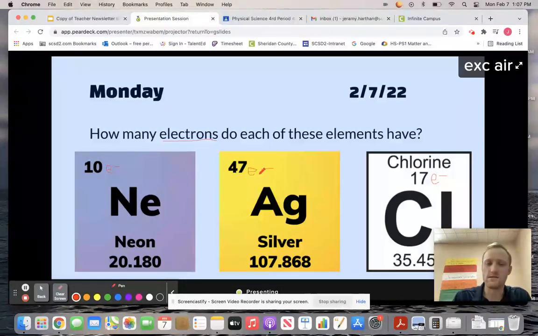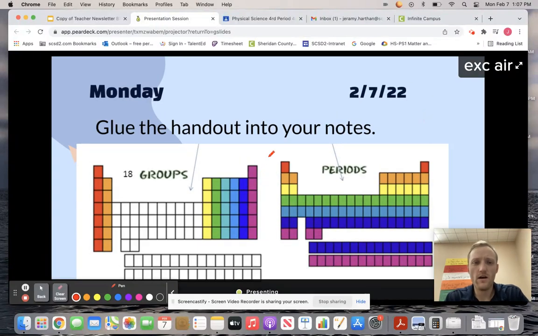So now how do we fill these things in? We should have this handout. I just want you to glue this into your notes. We can break our periodic table down into groups and periods. The groups are grouped vertically. All these that are colored red are in the same group, and that's group number 1. Same thing here, the orange ones are in group number 2, and then we have 3 through 12 down here, and then we have 13.